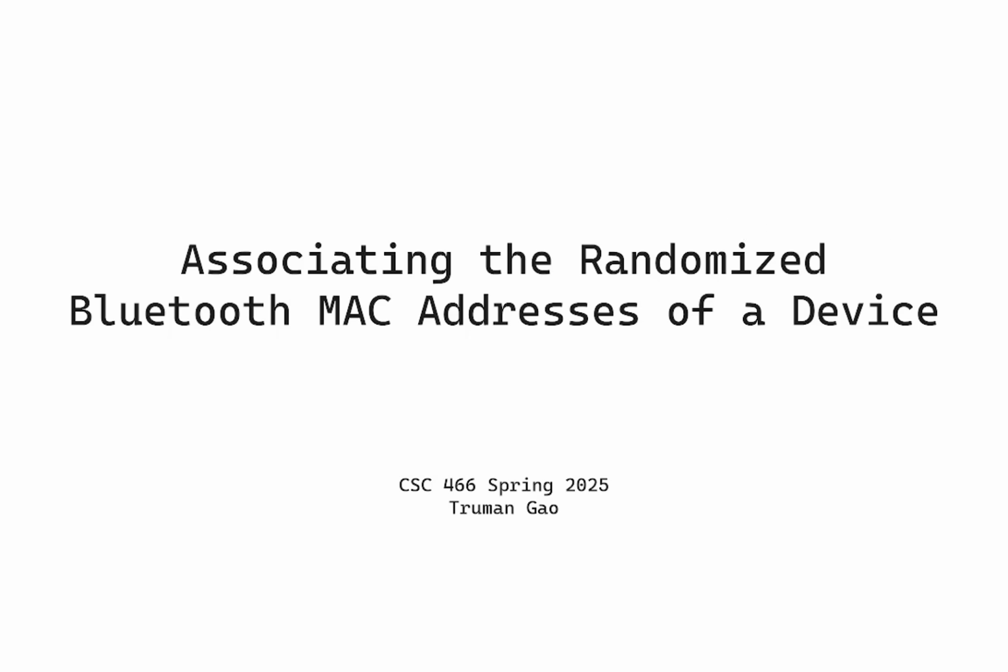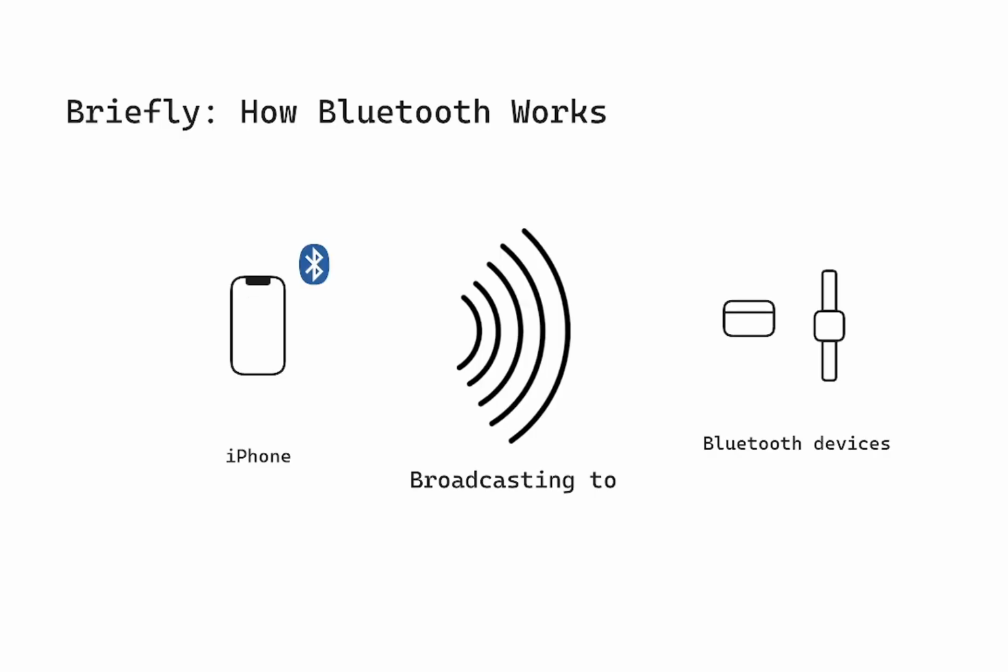In this video, we're going to be talking about the research paper associating the randomized Bluetooth MAC addresses of a device. First, before diving into the paper, let's review a bit of context about how Bluetooth works. Most of your personal devices have Bluetooth. Your iPhones, Android phones, AirPods, and Apple Watches all use it for wireless connectivity.